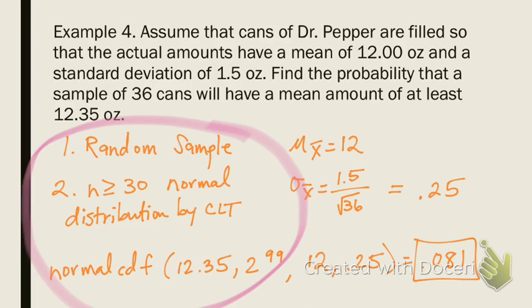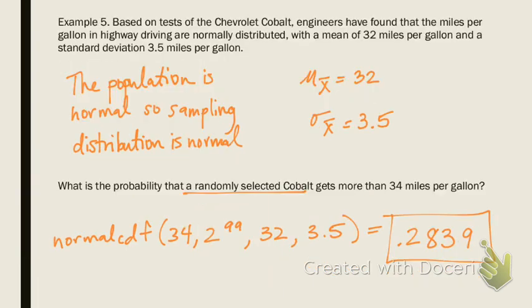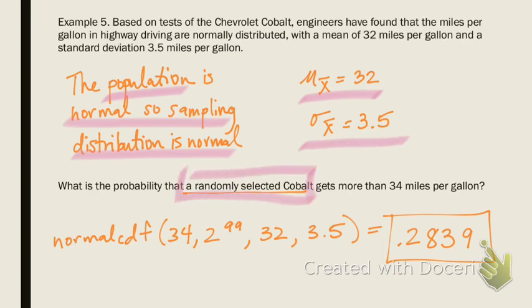So the bottom space is to prove it's normal, and then parts A, B, and C are on the back. Selected, that means 1. So 1 is your n. Yes, so population is normal, so sampling distribution is normal. Write that. Then I give the mean and the standard deviation for a randomly selected one. So that would just be like dividing by the square root of 1. That's not bad. Okay, the population is normal.